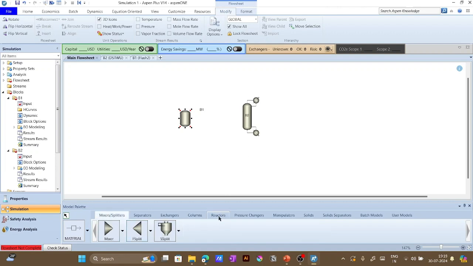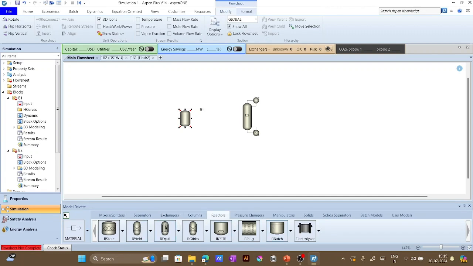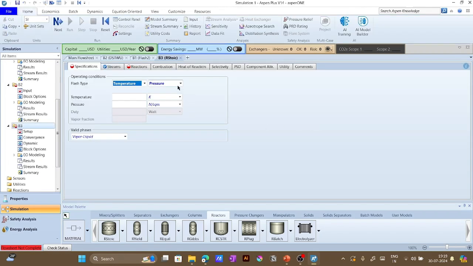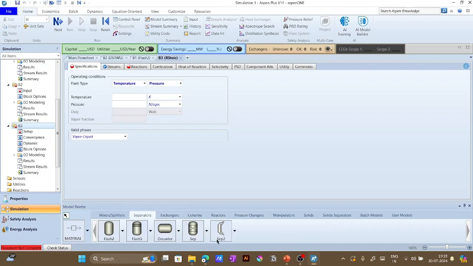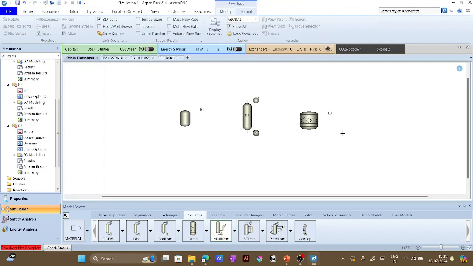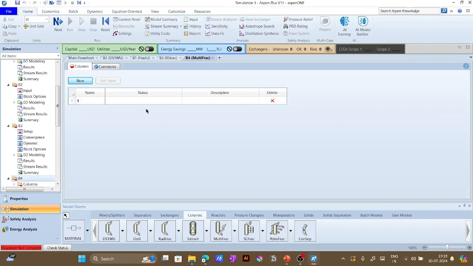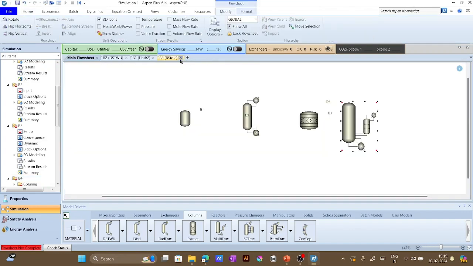Okay, let's say I want to see this reactor part. If you click here, again for the reactor you need temperature and pressure conditions. Same for some other separators. Let's say you have a multi-frac column. If I put it here and click it, the different components that you have to add for that will be given. But this we will deal with in the later part of the course when we do the simulation with these kinds of models. Right now I just want to give you an overview.